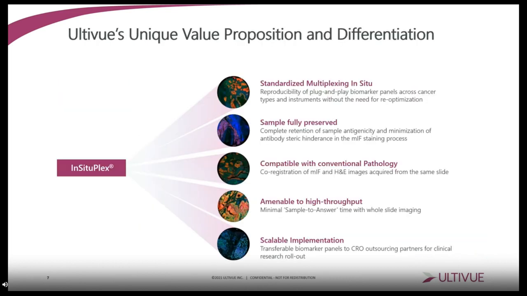So with this simple technology, there is a complete retention of sample antigenicity, and the morphology and the architecture of the tissue are well preserved. That allows H&E on the same slide, and therefore it's fully compatible with conventional pathology. It is also a very high throughput technology that can be applied across multiple tumor indications without the need of re-optimization. And it can also be easily transferred to CRO outsourcing partners for clinical research implementation.